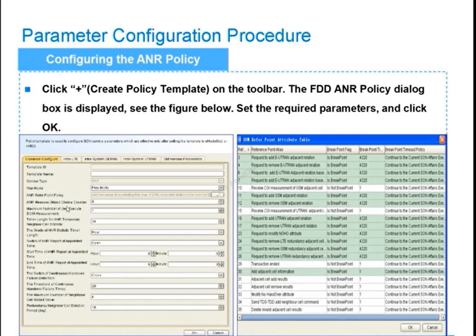The ANR measurement object choice counter. This parameter indicates that when an unknown neighbor cell is detected, the eNodeB will select some UEs to measure the neighbor cell CGI. This parameter indicates the maximum number of allowed measurements for each detected neighbor cell. For example, we set the default value here. That means for this detected neighbor cell, the maximum number of allowed measurements is this value. If it still fails after that, we will not use this one.